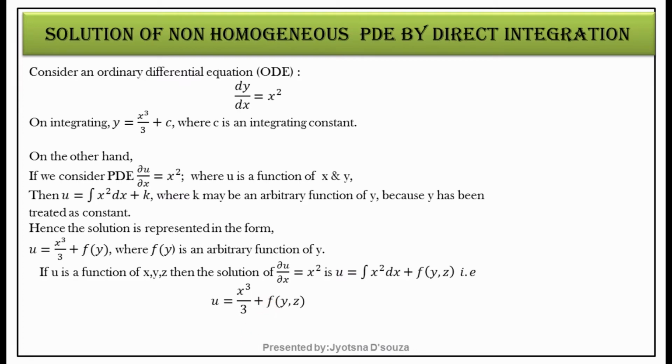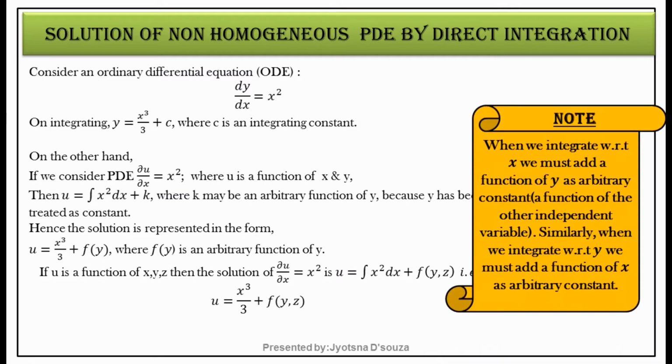Here comes the important note which you need to remember. When we integrate with respect to x, we must add a function of y as the arbitrary constant. Or, when we are integrating with respect to one variable, we have to add an arbitrary function of the other independent variables. Similarly, if we are integrating with respect to y, we must add a function of x as the arbitrary constant. This point you need to remember when you are applying the integration.